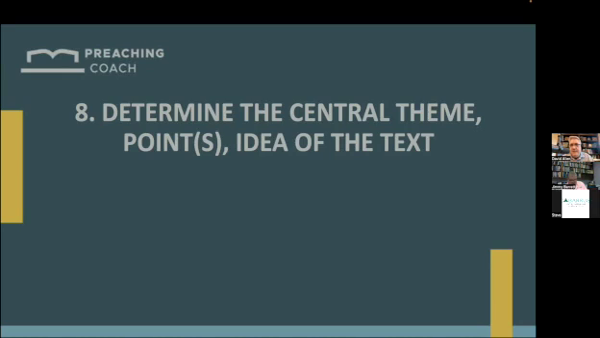So you identify that, and then, as we're going to see in our next lesson, you're ready to move toward the actual writing of your sermon because you've got all the data that you need now. So you're ready to write it after that. Step number 8, determine the central idea. What's the main point of the text? And that is crucial.